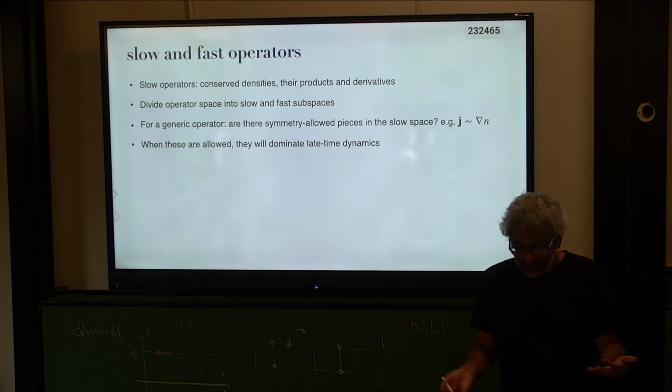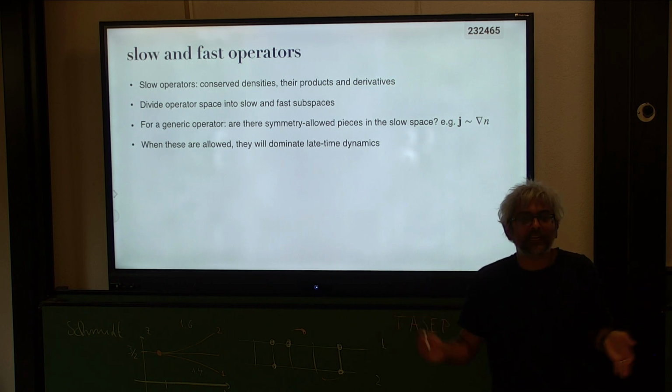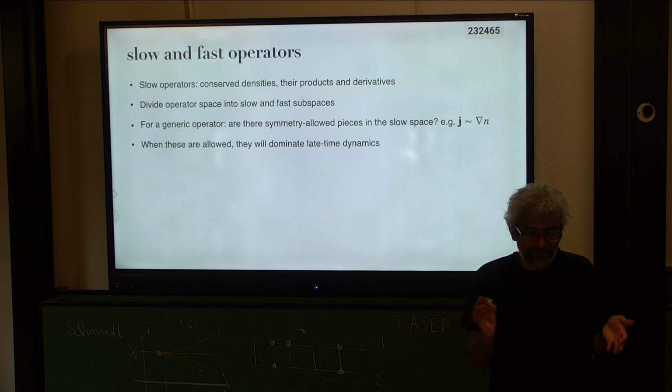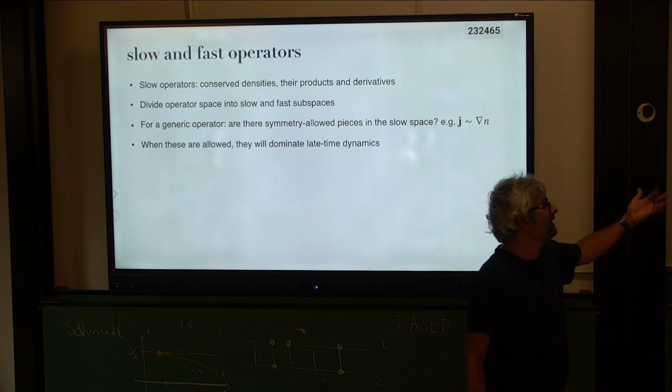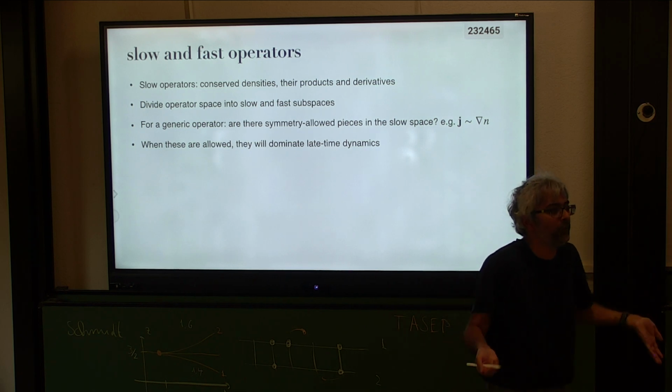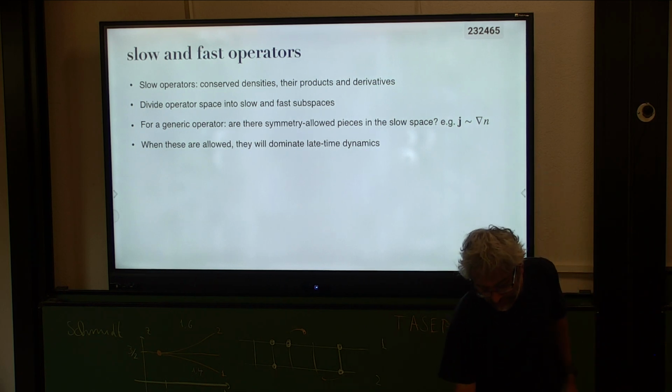The way you do this for a generic operator is you look at it and ask, is it allowed by symmetry to overlap with any of the designated slow modes, which are densities, their gradients, and products of densities? For most operators, this overlap is allowed and therefore it forms at some order.